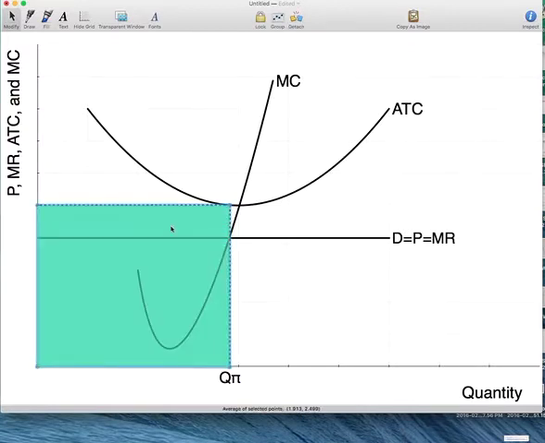So we've shown the area of total cost by going, let's review, that we selected an output level where marginal cost equals marginal revenue. So that gives us Q pi. If we go from Q pi all the way up to average total cost and across, this area right here is total cost. That's average total cost multiplied by Q. If we want to find out what total revenue is, we go from Q pi up to the demand curve. So that region right there is total revenue, because total revenue is P times Q.